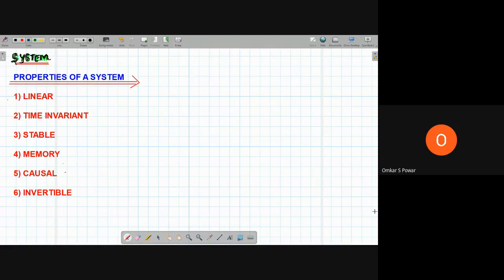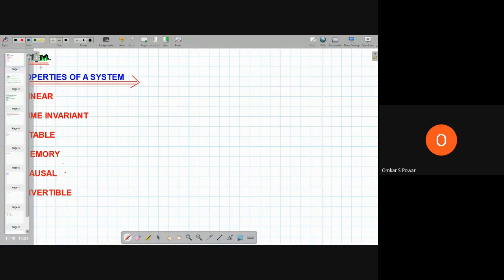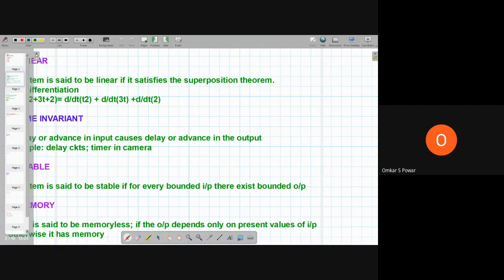Okay, properties of the system: there are six major properties which we are going to study in this class. The six major properties are linearity, time invariance, stability, memory or memoryless, causal or acausal, and invertibility. These are the properties of the system which we are going to see here. If I don't explain these things, it will not be fair to you guys, so let me brief you on them.